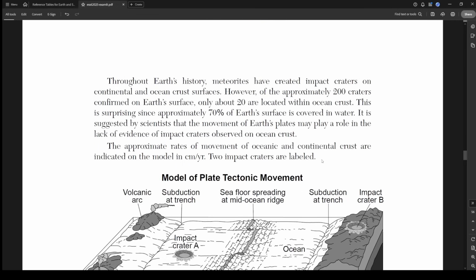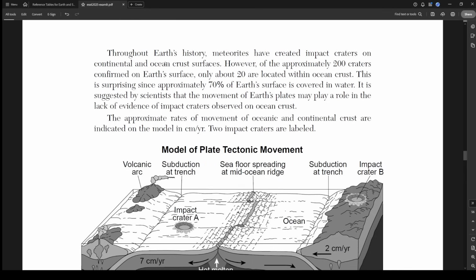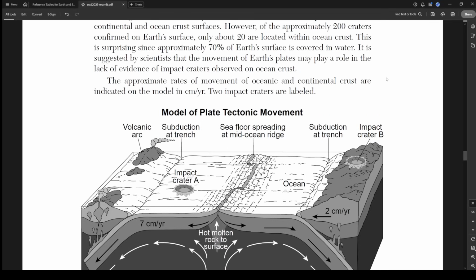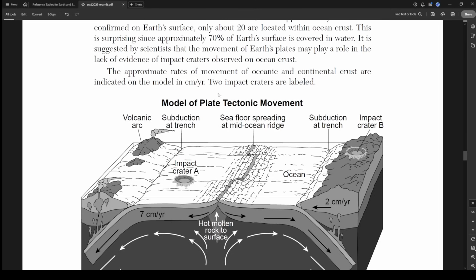All right. Throughout the history of the Earth, meteorites have created impact craters on the ocean and continental crust. However, of the approximately 200 craters confirmed on the Earth's surface, only about 20 are located within the Earth's ocean crust. This is surprising since 70% of the Earth is covered in water. It's suggested by scientists that the movement of the plates may play a role in the lack of evidence of impact craters observed in the crust of the ocean.